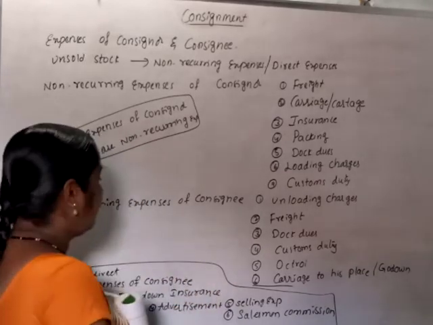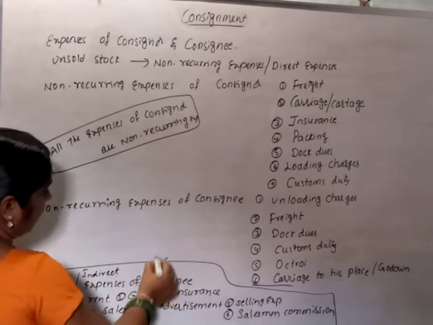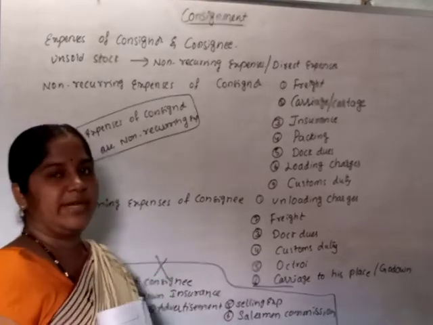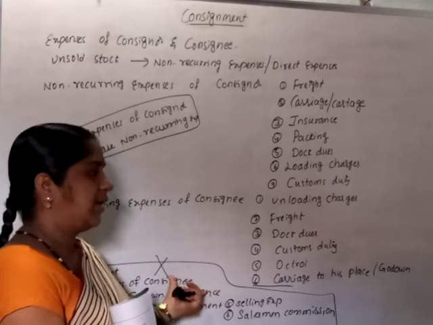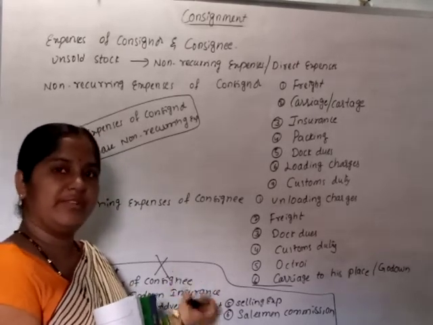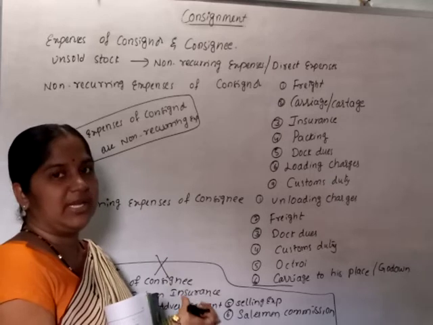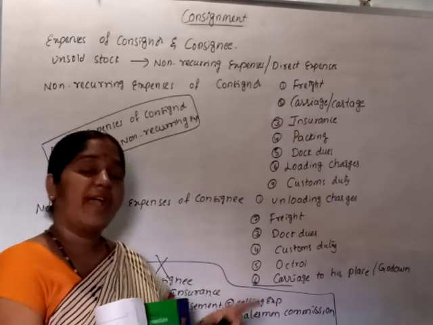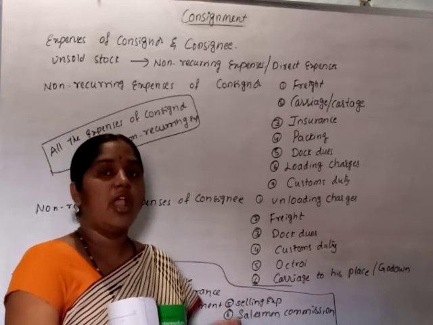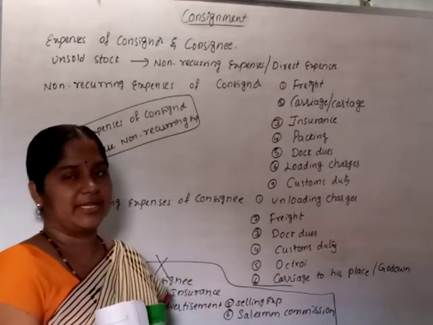But when we are calculating the unsold stock, we should not consider these types of expenditures. Of course, in the problem, he will give recurring and non-recurring expenditures to confuse you. But you have to know which is recurring and which is non-recurring among the consignee expenditures.